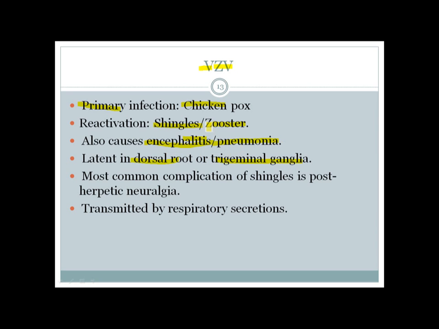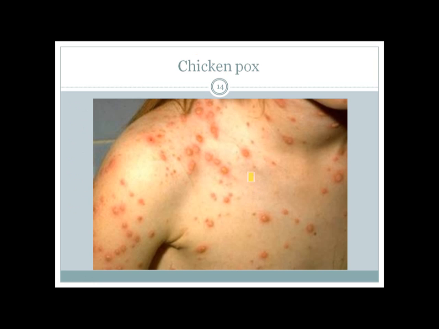And if someone has zoster or shingles, the most important complication will be post-herpetic neuralgia, for which you will be using pregabalin. Okay, and it can be transmitted by respiratory secretions. It's actually a very infectious disease, very transmissible. And you can see a child with lesions of chickenpox, primary infection, and you can see some papules and macules here, which will actually undergo crusting.